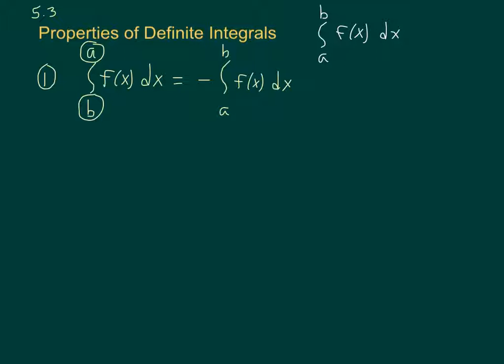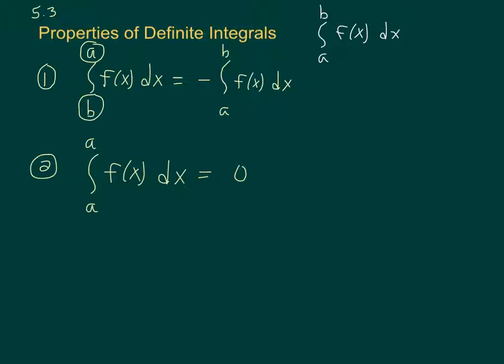We'll see an example in a little bit, but just remember that if you are reversing your bounds, it's just going to equal the negation of the other way where the bounds are in the correct location. So you're always supposed to have the smaller one on the bottom, the bigger one on the top.